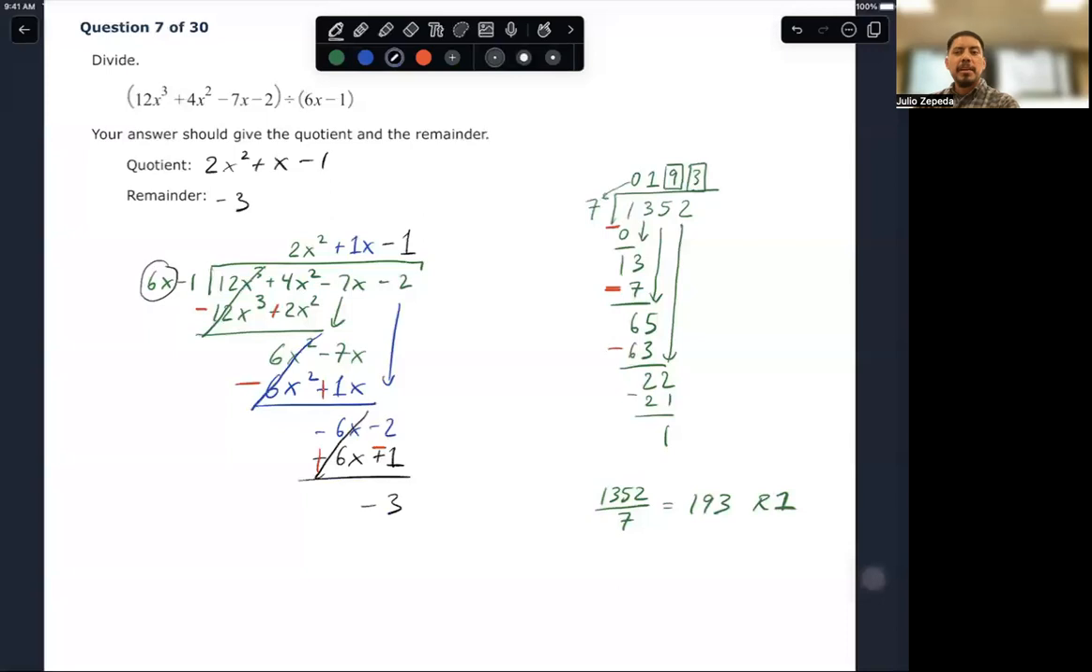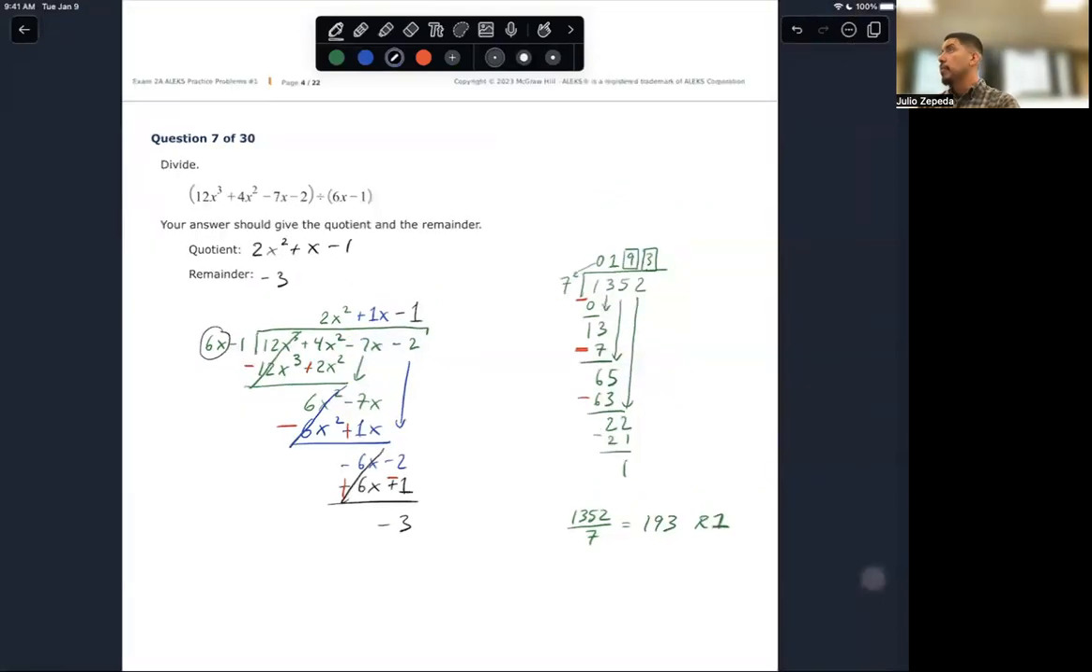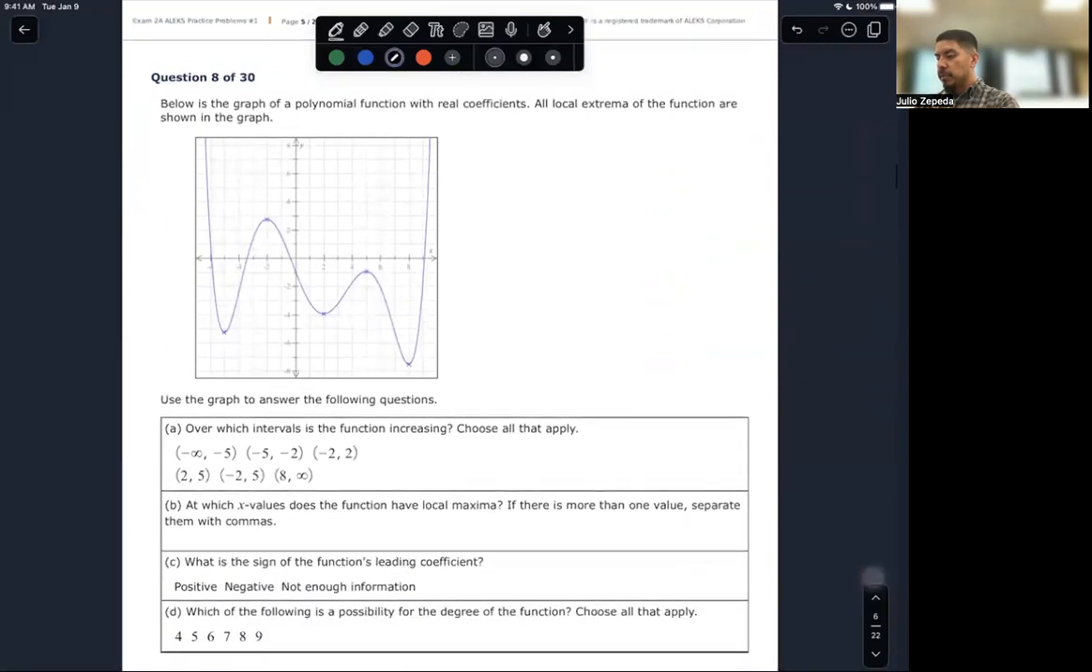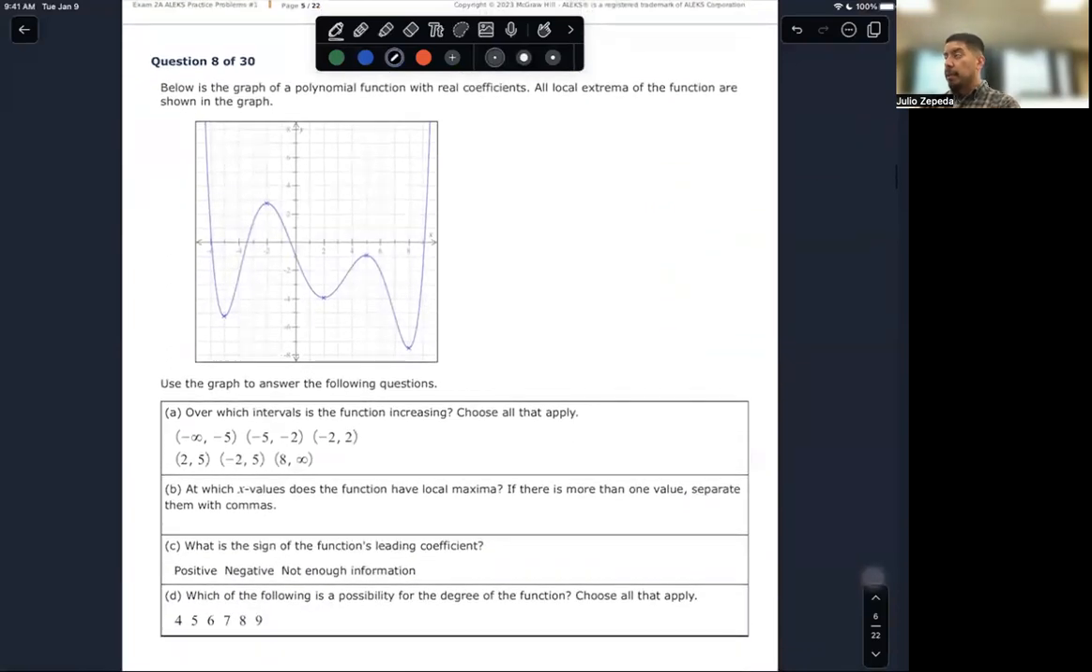All right. What else? What other questions do we want to see? Ooh, this is a good one. Let's see, maybe we can do this one here, the next one. It says below is the graph of a polynomial function with real coefficients. All local extrema of the function are shown in the graph. Okay.